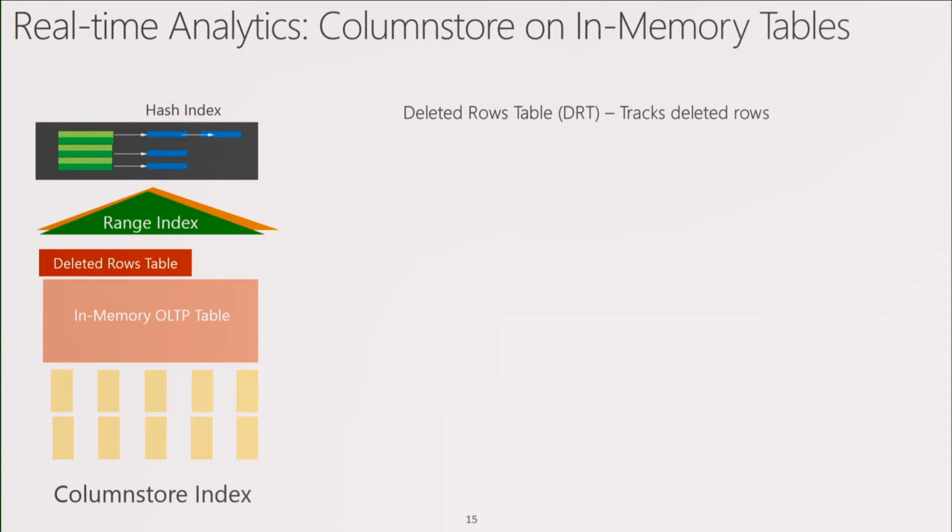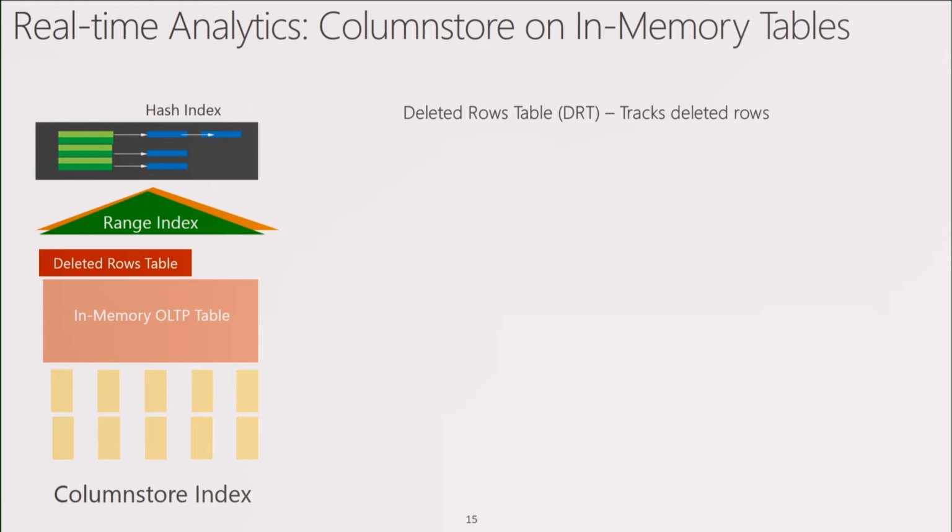But now we can have an in-memory OLTP table on the same data that is in memory. So a column store index. The column store index is also kept in memory. We build it in memory as we bring the database online. Actually, we cache the compressed row groups. Have a deleted rows table to track those rows that have been deleted, logically deleted from the memory segments.